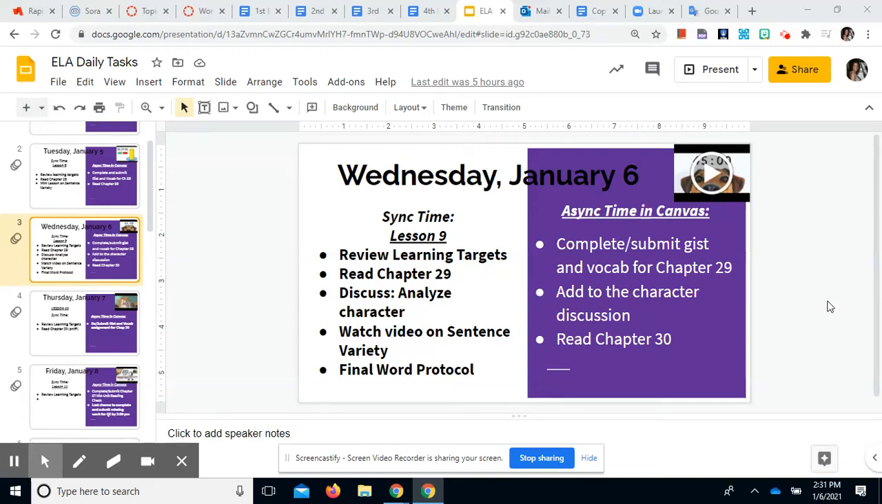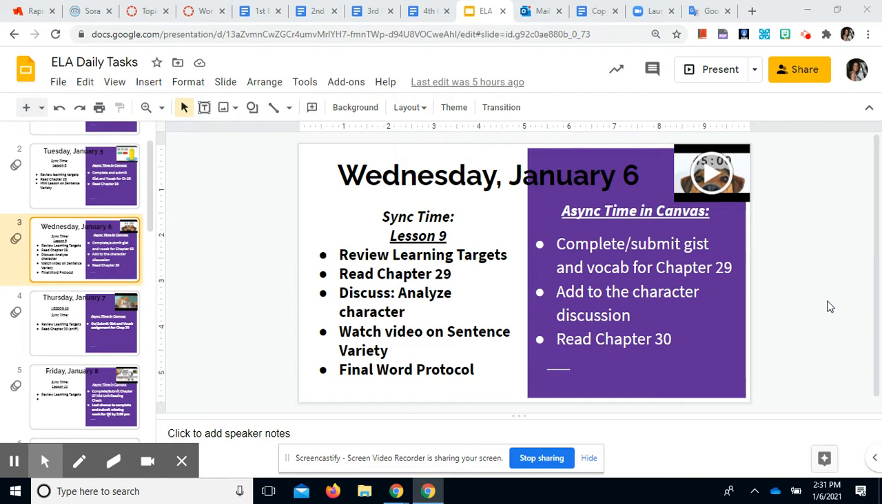All right, here's a look at Lesson 9 that was presented in class on Wednesday, January 6th. We started with our learning targets and opening, read Chapter 29, looked at the analyzed character discussion, and watched a video on sentence variety. We did not get to the final word protocol in any of the classes.